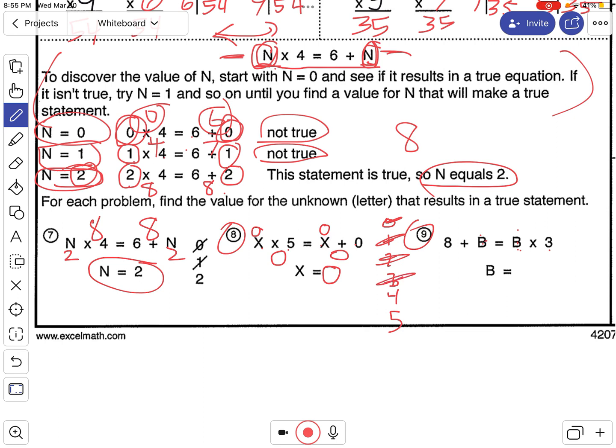How about 4? 8 plus 4 is 12. 4 times 3 is 12. So 4 works. So watch how I do this. I'm going to put a little 4 right there, a little 4 right there. So 8 plus 4 is 12. Showing my work. Do that on your paper. 4 times 3 is 12. Both sides come out to be 12, so therefore B is equal to 4.